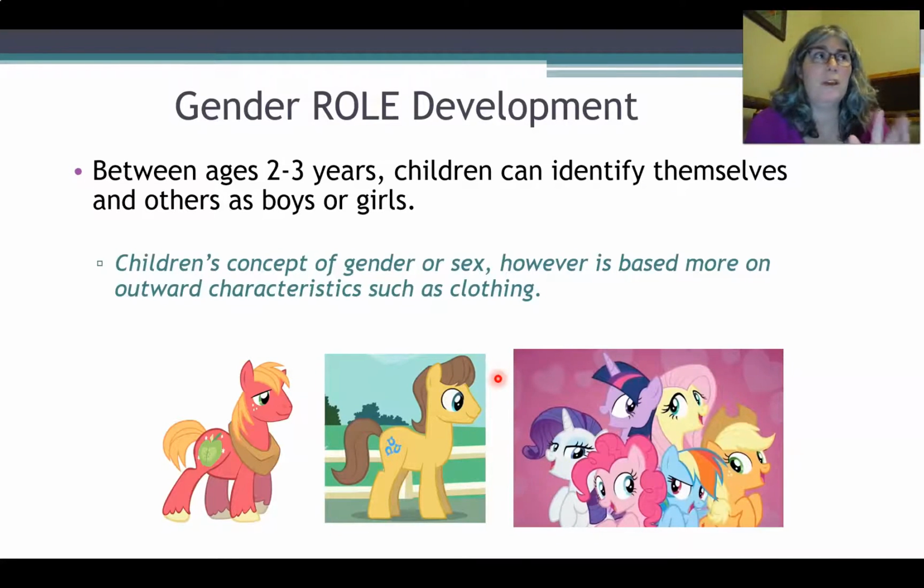In fact, most males that I know have beautiful long lashes, but I did notice in the cartoon world, that is almost a universal. The males do not have eyelashes and the females do. But regardless, children tend to look at outward clothing. They look at what color you're wearing, they look at how long your hair is, and whether or not you wear jewelry. Or in my daughter's case, eyelashes to determine gender.